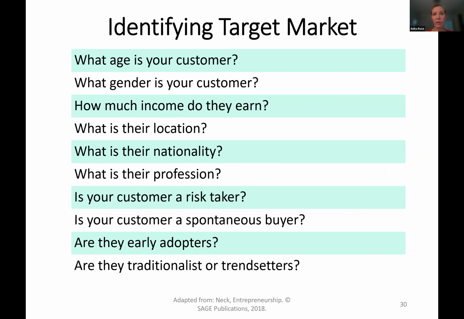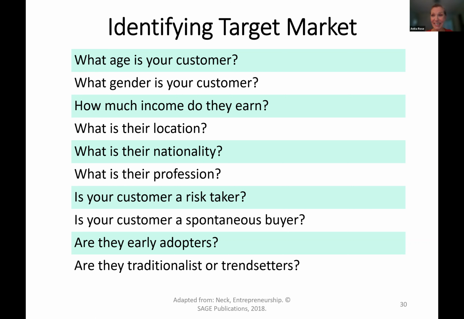So identifying our target market. So we want to look at specific things here for our customer segment, right? Maybe age, gender, income may be important depending on what you plan to charge for your product or service. Maybe their location, perhaps even their nationality may be part of the equation. Is their profession or their line of work important? Are they risk takers? Are they spontaneous buyers?